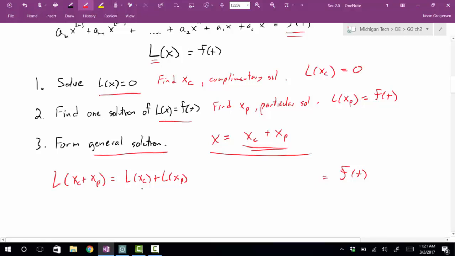But if x sub c is the solution to the homogeneous problem, then L of x sub c is what? 0. That guy is just 0. If x sub p is one solution to the non-homogeneous differential equation, then L of x sub p is what? f of t. And then 0 plus f of t is just f of t.